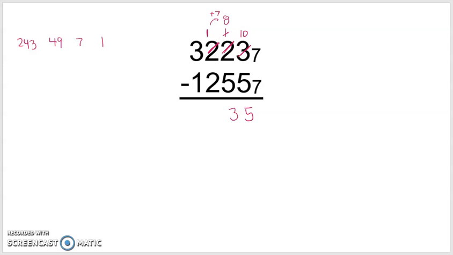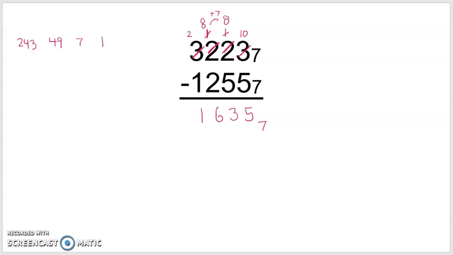Now in the 49s column, again, I need to borrow. I cannot take 2 49s from 1, so I need to borrow from the 343 column. Leaves me with 2 there. I borrowed, or I exchanged rather, 7 49s. So 1 343 is 7 49s. So essentially I add 7 to the 1, which leaves me with 8 in the 49s column. 2 from 8 gives me 6. Finally, take away 1 343 from the 2. That leaves me with 1. So when I do this subtraction, I get 1635 base 7.